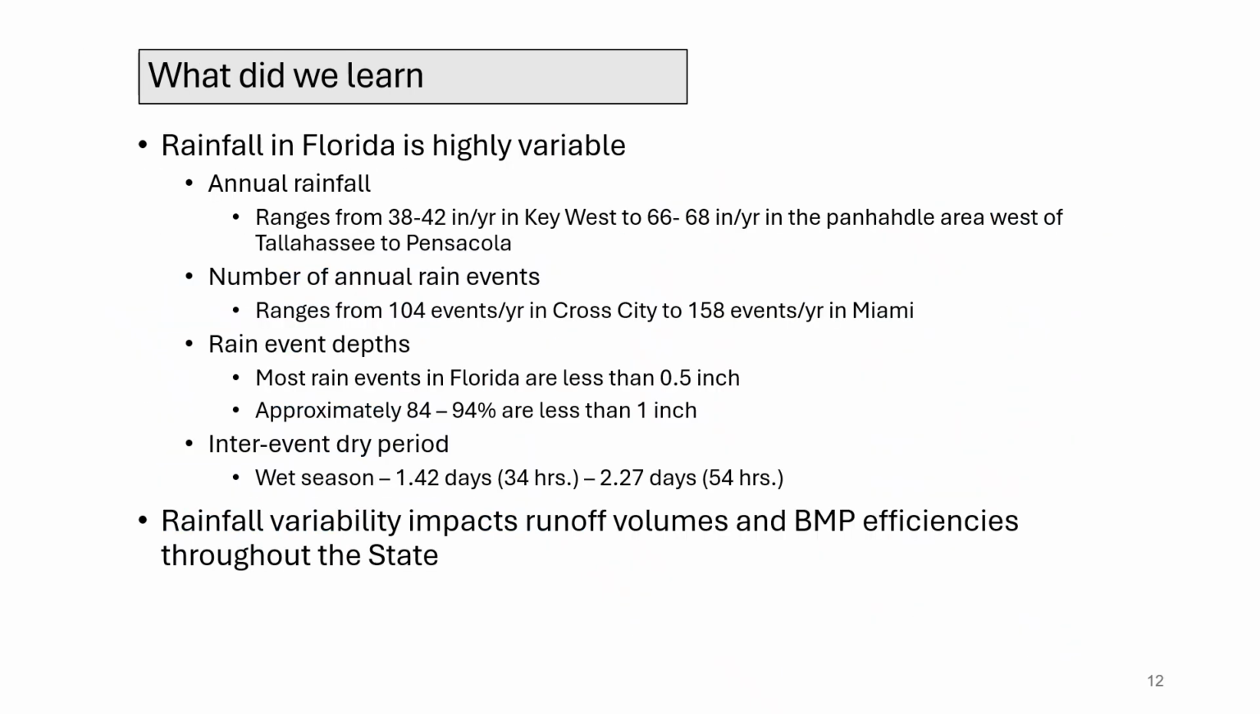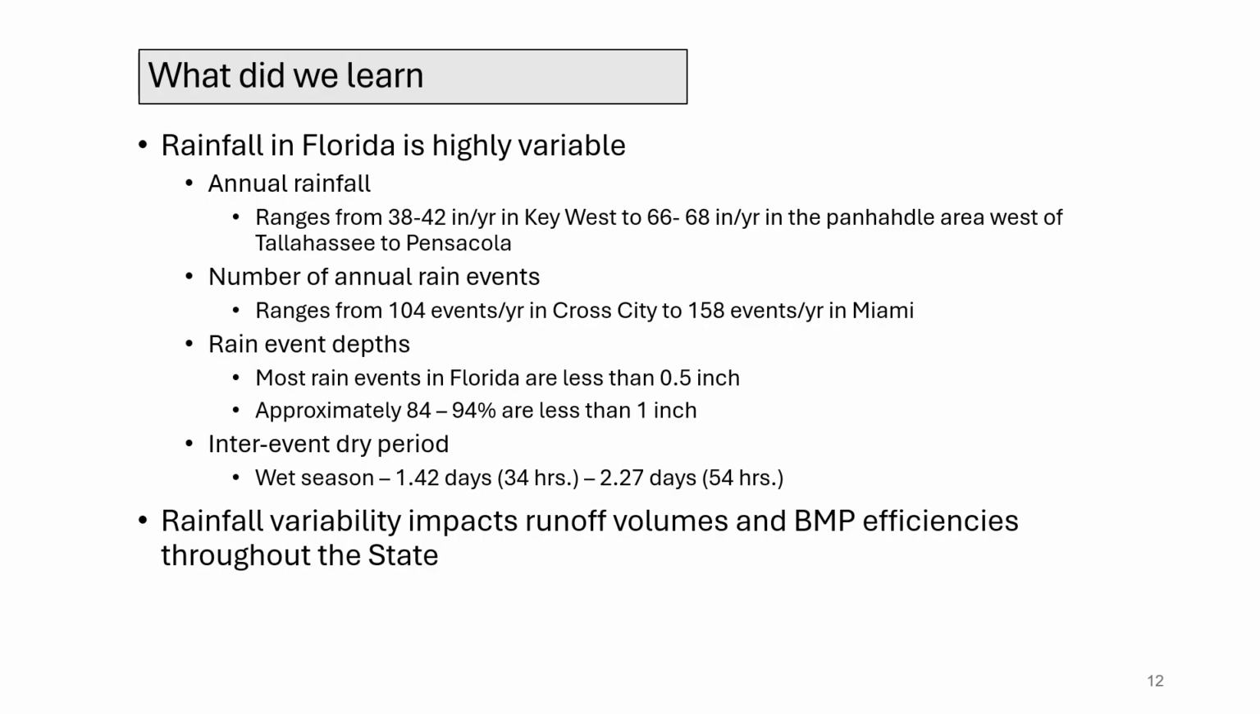We've learned that rainfall in Florida is remarkably variable across the state. This variability isn't just about the total annual volume, but also the number of rain events. For instance, annual rainfall can range significantly, from about 38 to 42 inches per year in Key West, all the way up to 66 to 68 inches per year in the Panhandle area, west of Tallahassee to Pensacola.